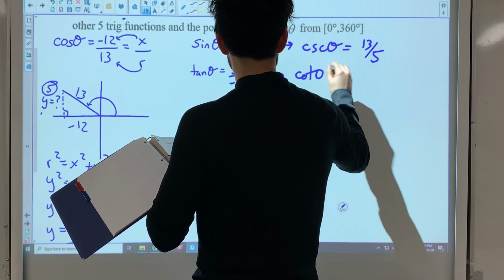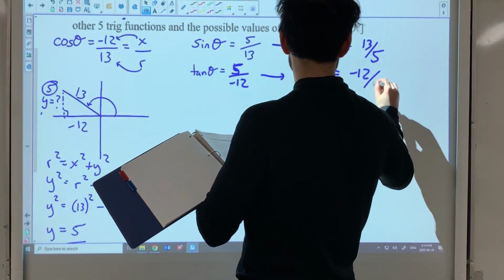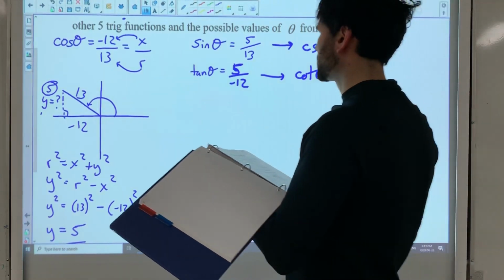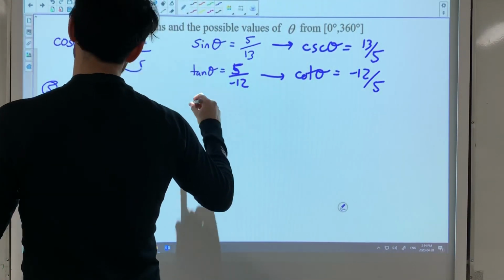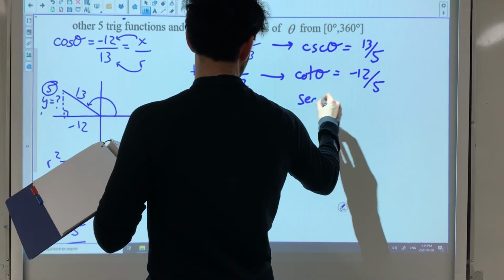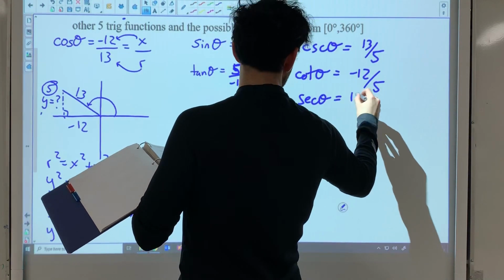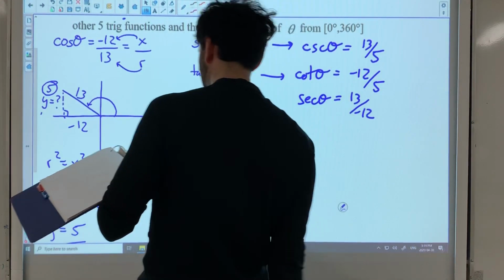Cotangent theta, again, do the reciprocal, so negative 12 over 5. And then you can write the reciprocal of cos theta, which is secant theta. And that's going to be 13 over negative 12. So there you have it.